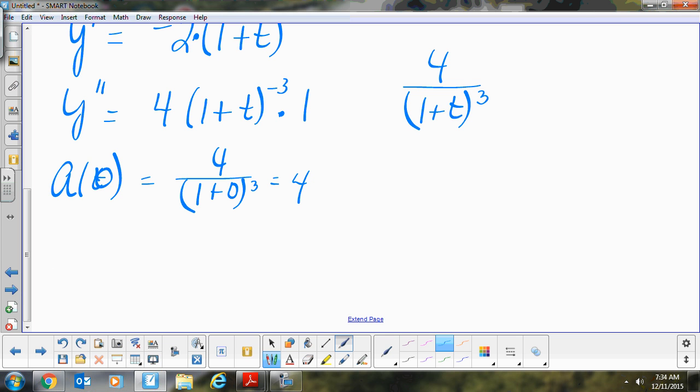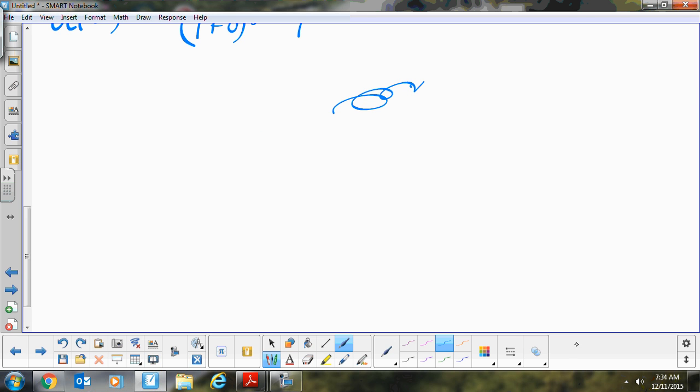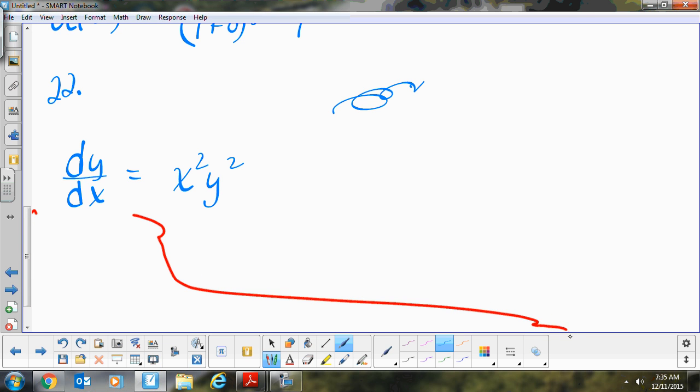What are they asking you for? They're asking you for a second derivative. And what have they given you? This is number 22. They have given you a first derivative, which is x squared y squared. What kind of differentiation is this? It is implicit.